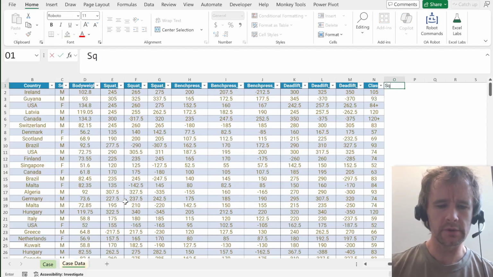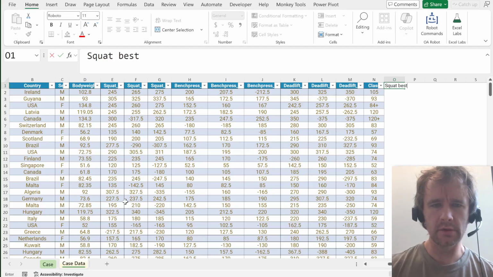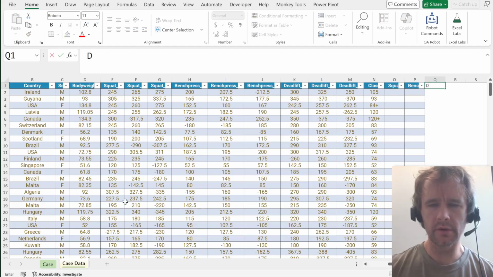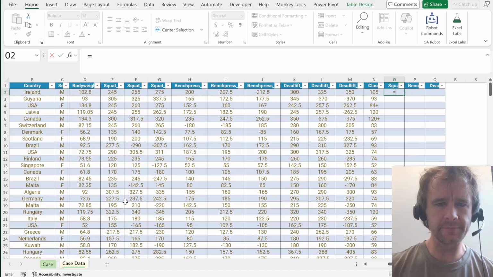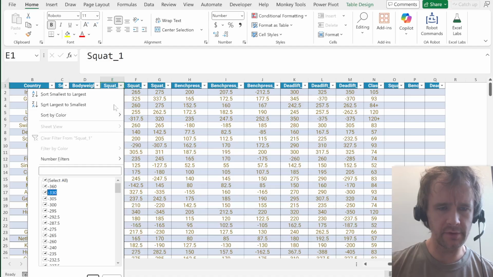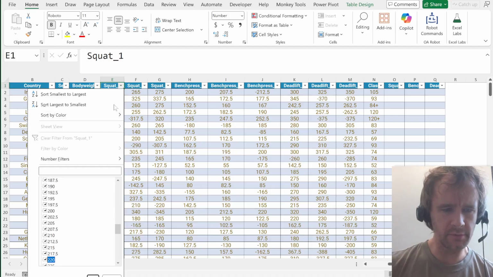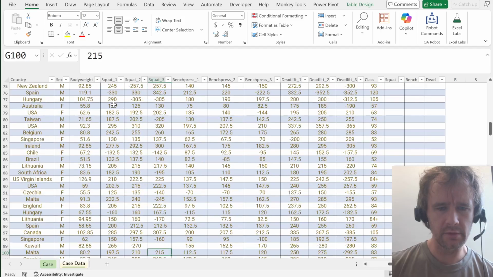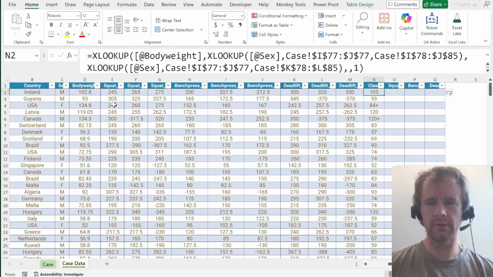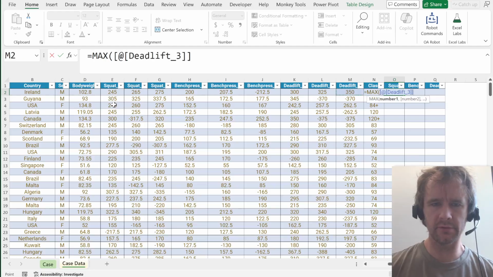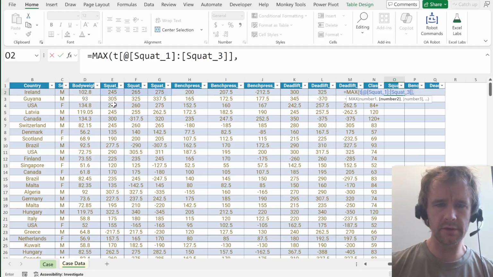Let's just do squat, best. Let's just do squat, bench, and dead. So then it's going to be, what have we got here? We've got positives, negatives, failed attempts, and we've potentially also got blanks. Okay, so I guess we just want max of these 3 and 0.